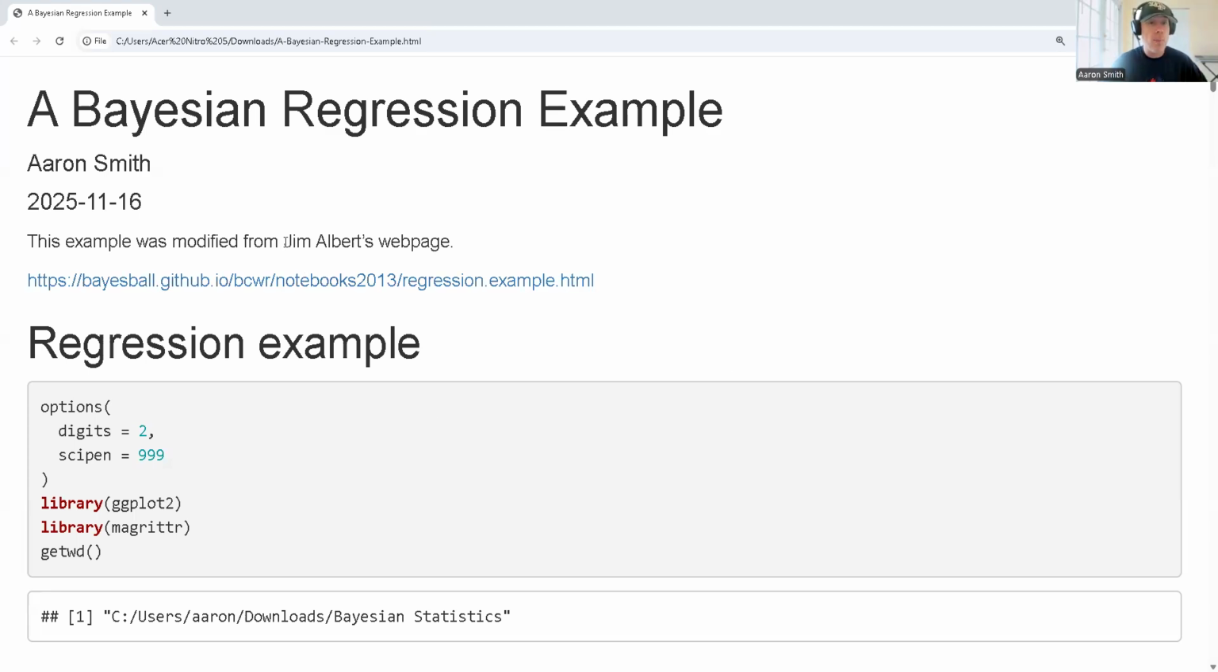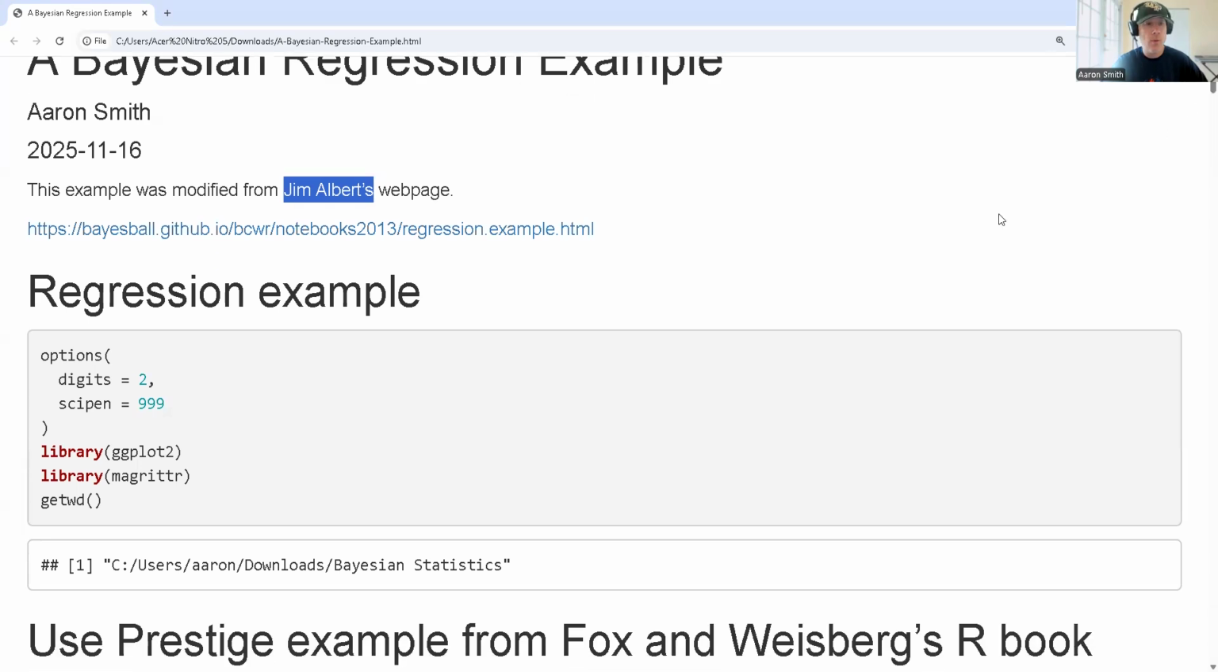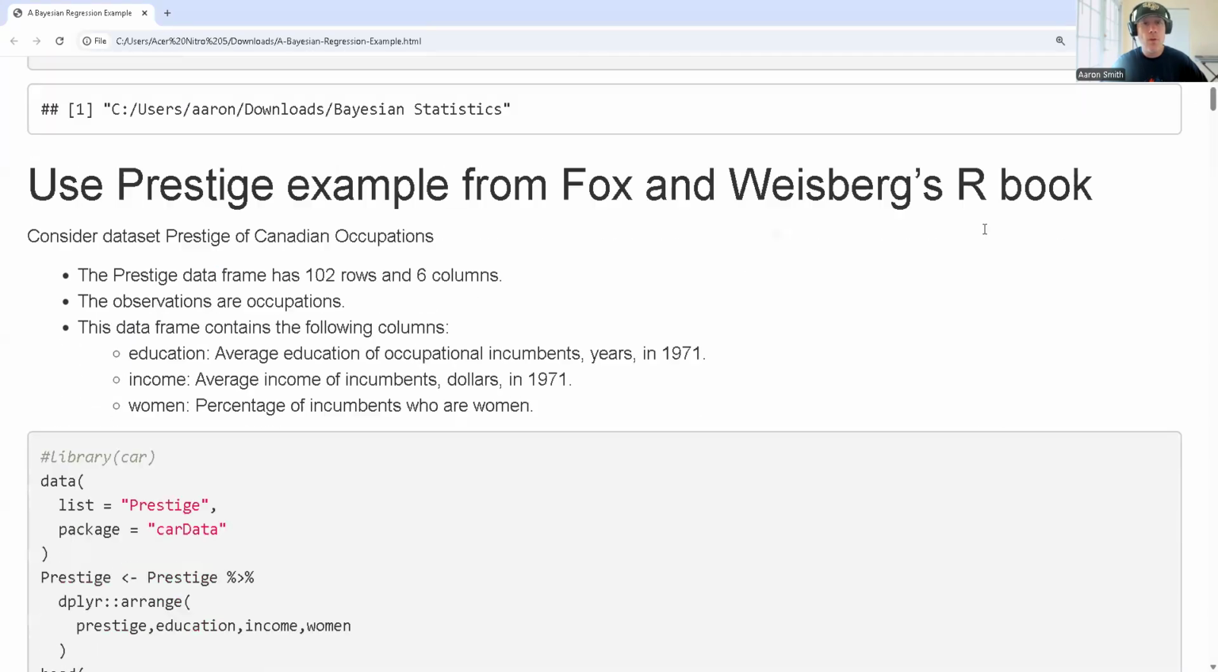All right, so I'm going to take this example from Jim Albert's webpage, baseballgithub.io. And this is in the section for Bayesian computations with R. All right, so let's get through this. So we're going to use prestige as our target variable. And we're going to consider the data set on prestige in Canadian occupations. And you can see that this data is pretty old, but it's good enough for our project.